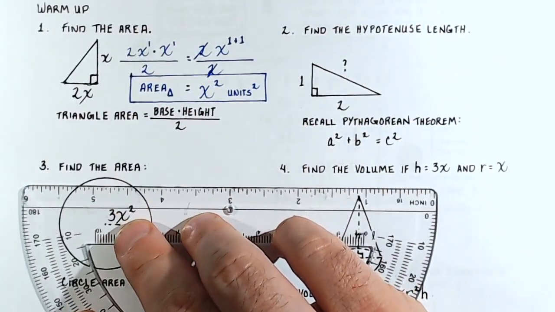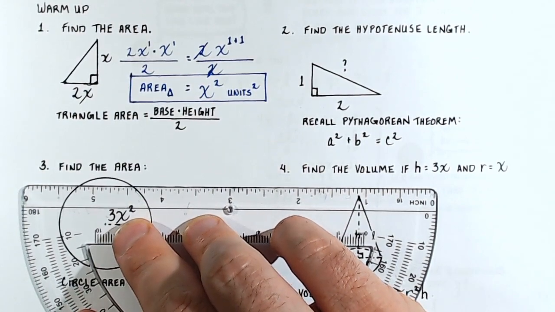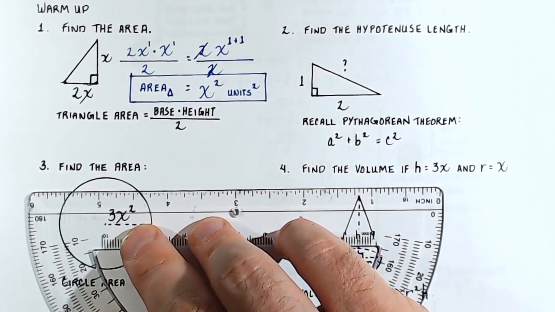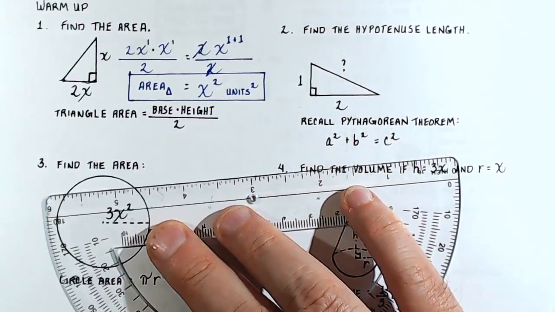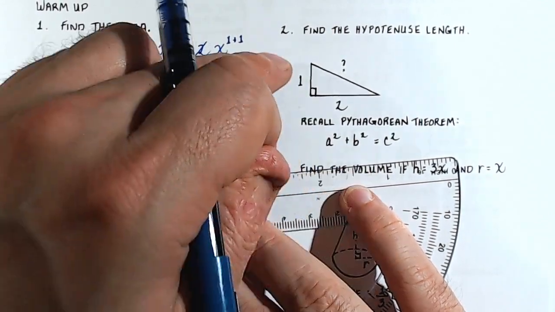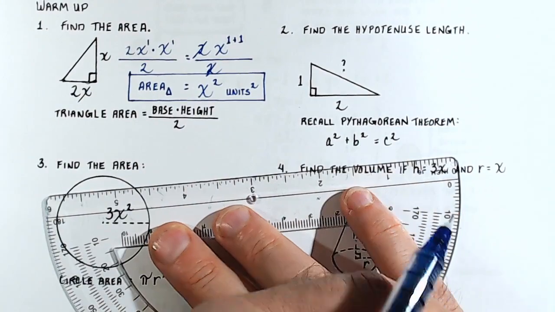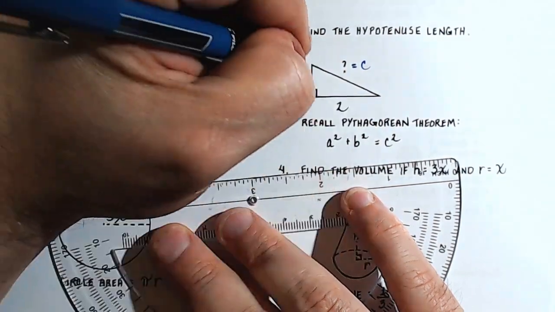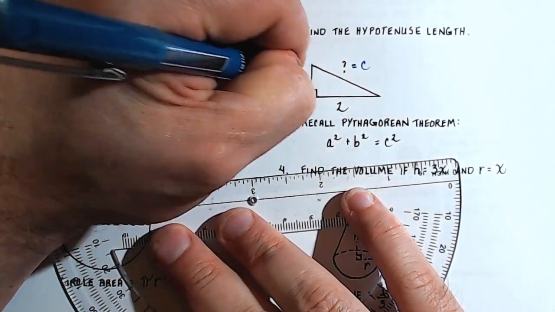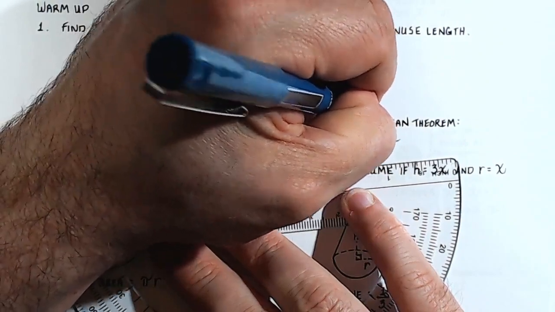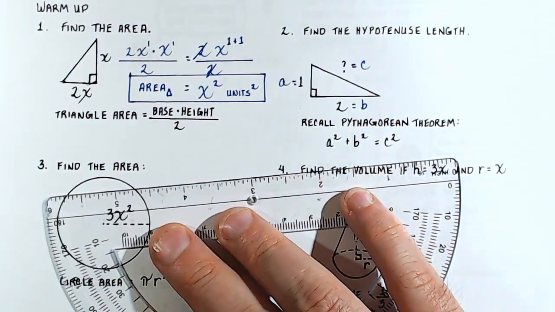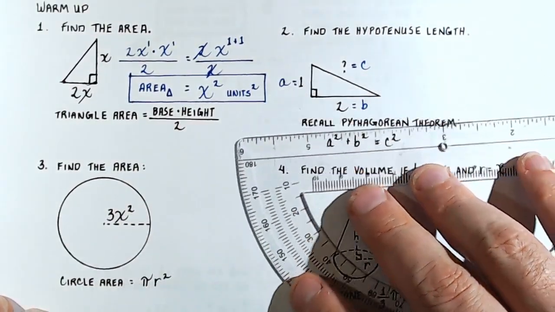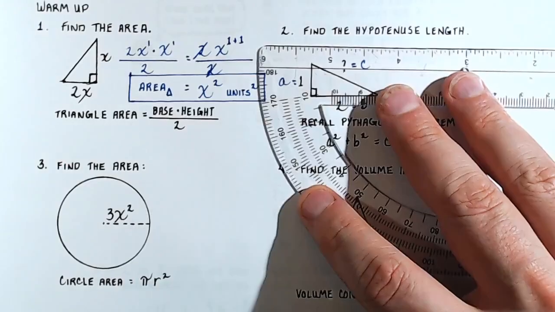Now on to number 2. Find the length of the hypotenuse. Here we're asked to recall that the Pythagorean theorem is a squared plus b squared equals c squared. We can arbitrarily assign a and b to either the base or the height. It doesn't matter, but c is always the hypotenuse. So this is going to be c, and we can give this one a value of a, and this one b. So now I know a, b, and c, and I just have to find c. In my work, I'll write a squared plus b squared equals c squared.